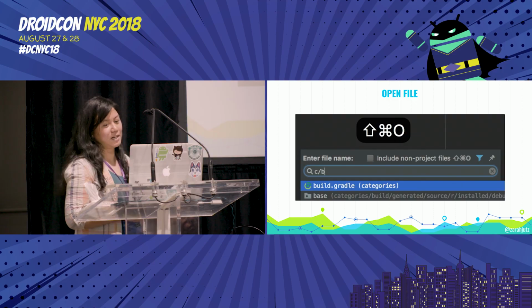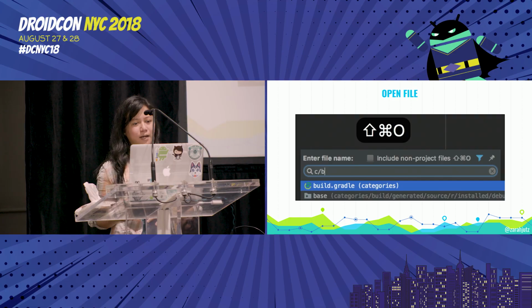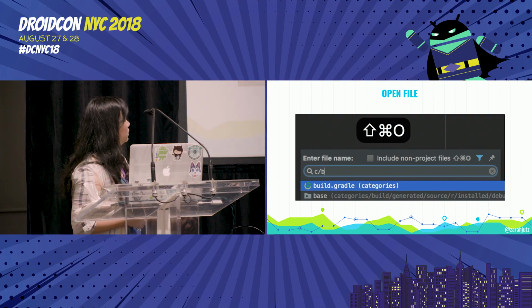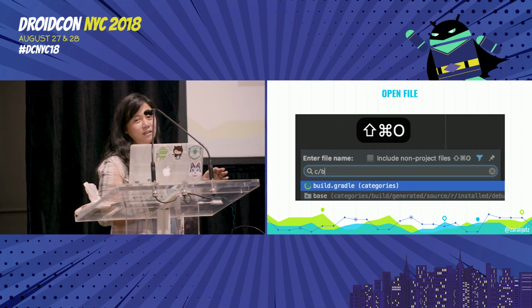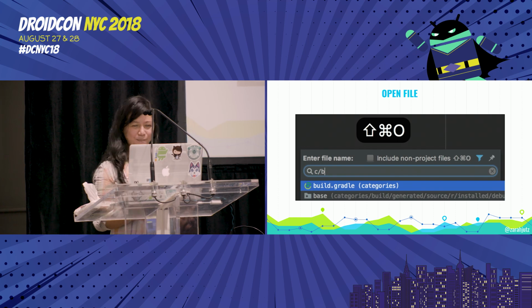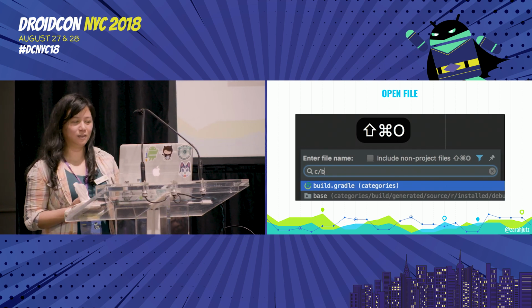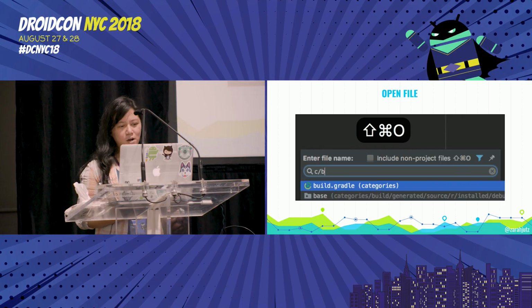We can use the / delimiter to tell IntelliJ that what we are looking for is something that's in a nested directory. So in this example, we tell Studio that we are looking for a file that starts with B, that's in a folder that starts with C. It's like a puzzle. And it matches us with the categories build.gradle file, which may be what we want.